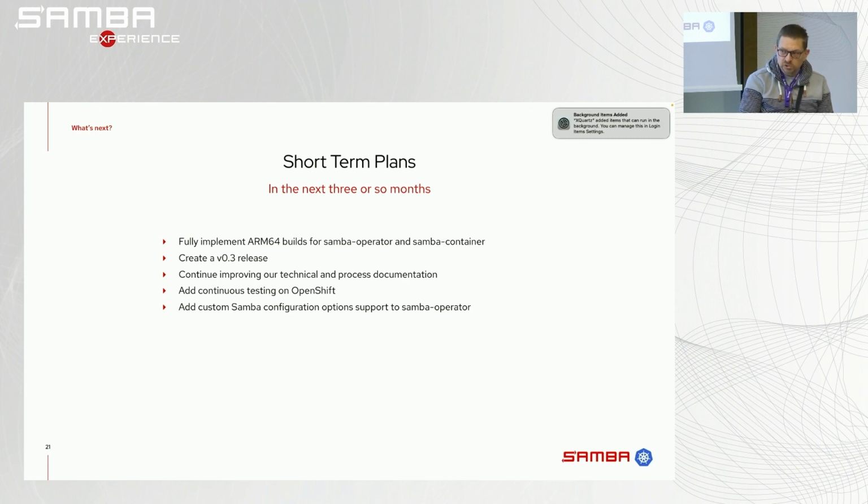I didn't even mention that we had started testing on OpenShift, which is not automatic because while OpenShift is a distribution of Kubernetes, it's not vanilla Kubernetes. So even the tooling is a little different and some APIs are changed. So something that runs on Kubernetes does not necessarily run out of the box on OpenShift. We have this effort started, want to continue it. We want to add custom Samba configuration options to samba-operator.